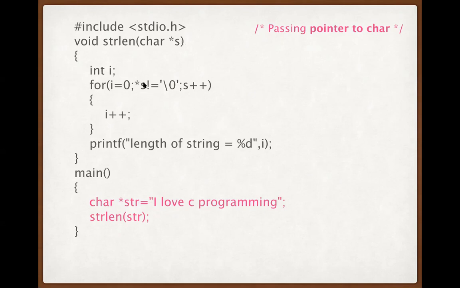Now you check whether the value is equal to null. If it is not equal to null, increment i. Then make s point to the next location. Check the value. If it is not equal to null, increment i, and so on. When *s becomes equal to null, we know that we have reached the end of the string. So you come out of the loop and you print the length of the string. So these are the three different ways of passing a string to a function. You can either pass it as a string constant, a character array, or a pointer to a character.